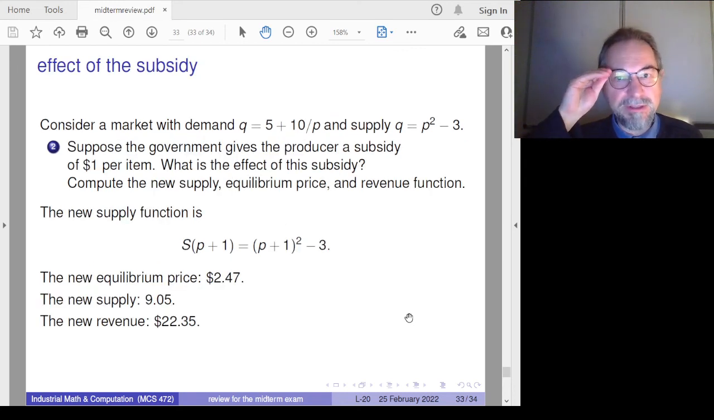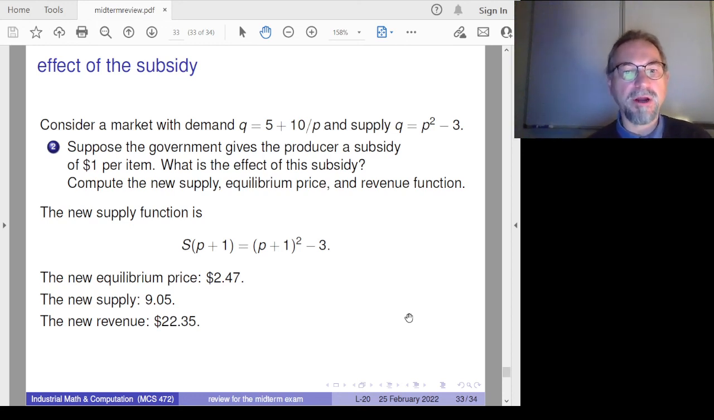Okay, so now we have the main difficulty. How do we compute the new equilibrium for the added subsidy? So what happens when the subsidy comes in? Well, the supply function will increase. So the producer receives $1 more per item. So now the producer has an incentive to start producing more. So there is a new supply function.